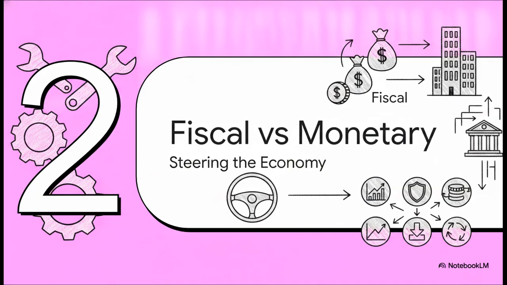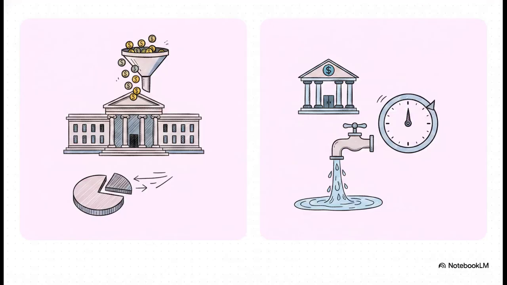Moving right along to Section 2, fiscal versus monetary policy. Think of these as the steering wheel and the pedals of the economy. To manage that crazy economic tug of war we just talked about, policymakers basically have two primary levers, and it is absolutely vital to know who is pulling which one. First up is fiscal policy. This one is controlled directly by the government itself. It's all about how the state collects revenue, through taxation, and where it decides to inject that money via public spending.